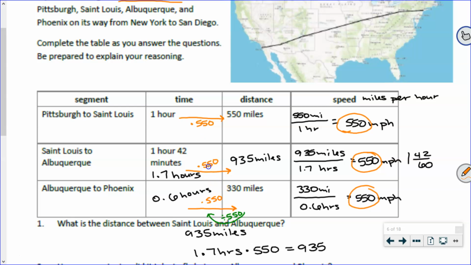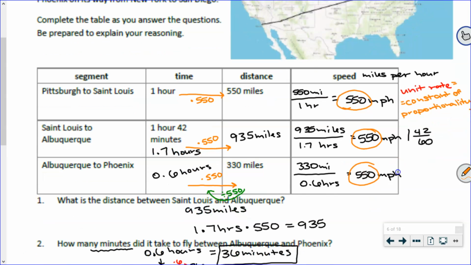So here's something that I want you to connect. This is the unit rate. That speed was the unit rate. But that unit rate was equal to the constant of proportionality. They're the same. Let's focus, please. The unit rate is the same as the constant of proportionality.